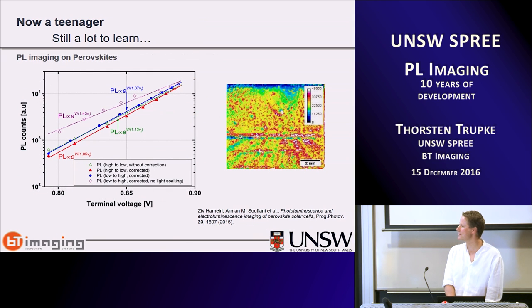PL imaging on perovskites, we've done some nice work. Aman has done some really nice analysis here showing that the exponential relationship that we expect for the photoluminescence intensity as a function of the voltage is actually observed experimentally on this new type of solar cells, but that there are a couple of potential pitfalls. You have to be sure that you do the measurements correctly and that you do some light soaking beforehand, otherwise you measure some weird effects. I can't go into more detail here, but this is another area that we're currently quite active in.